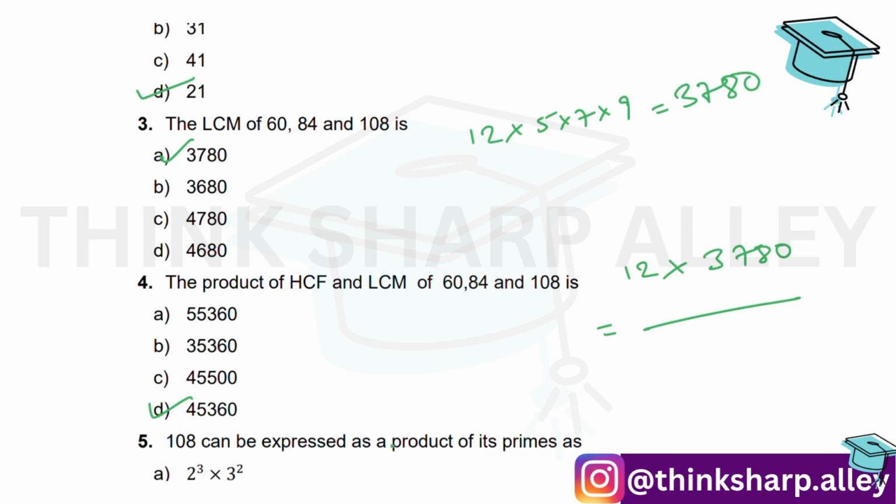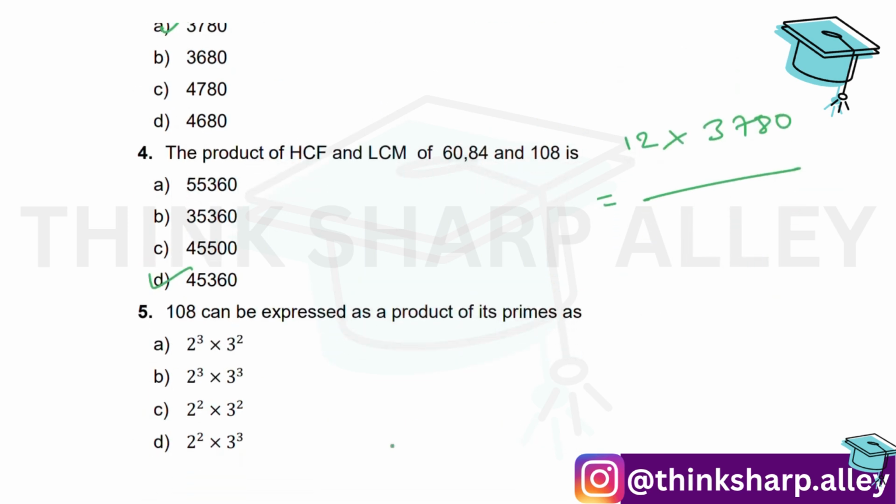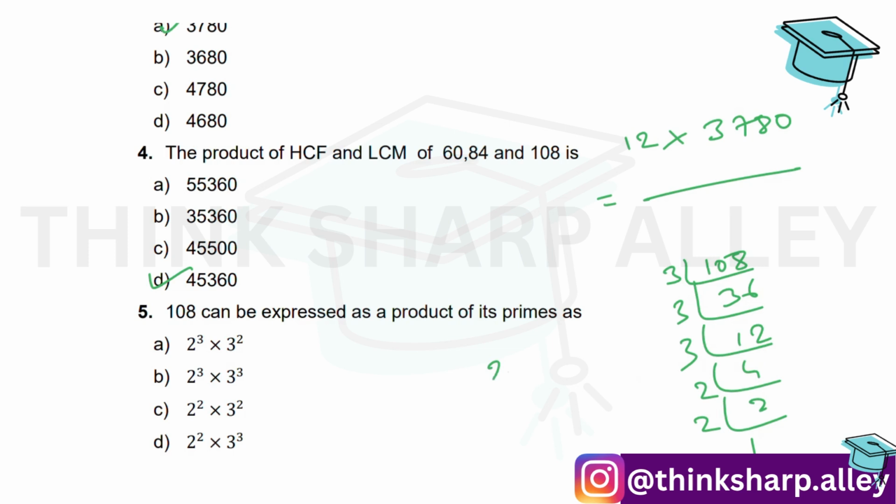Now 108 can be expressed as a product of its primes. So you already know this. We will do the prime factorization of 108, and that is equal to 3 cube and 2 square.